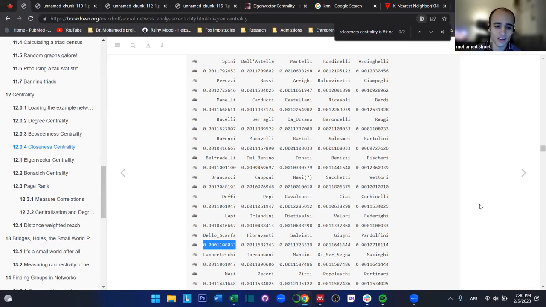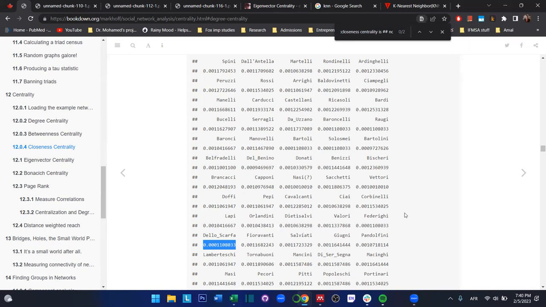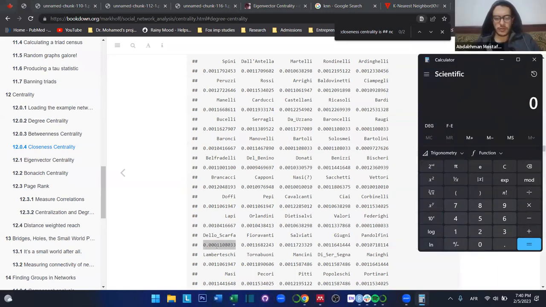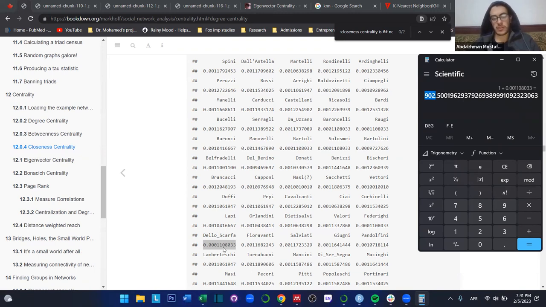You were trying to say? Yeah, I'm just wondering why most values are 0.00, and what the value of the isolated families is. Let's discuss the first part of that question. If you take that number, for example, and put it as the reciprocal, 0.0011080333, a number that is quite large will come up, which is the average distance between that node and the other nodes in the graph, or the farness, right?